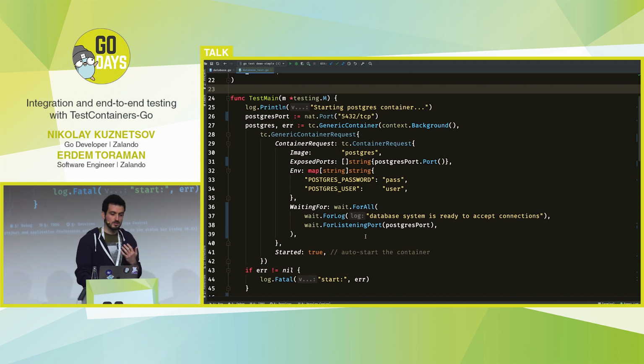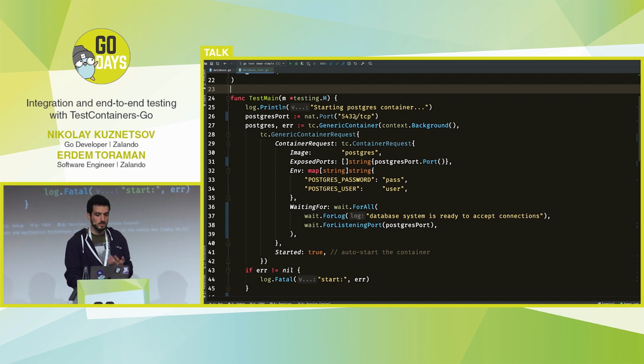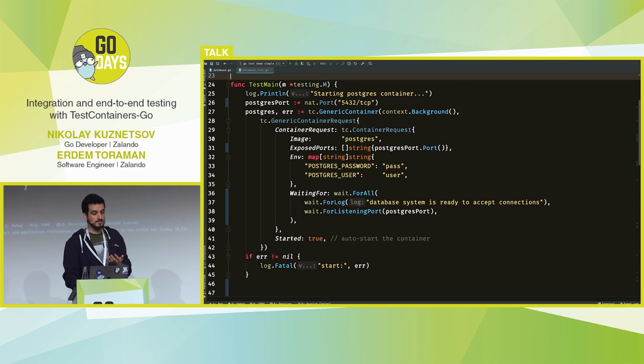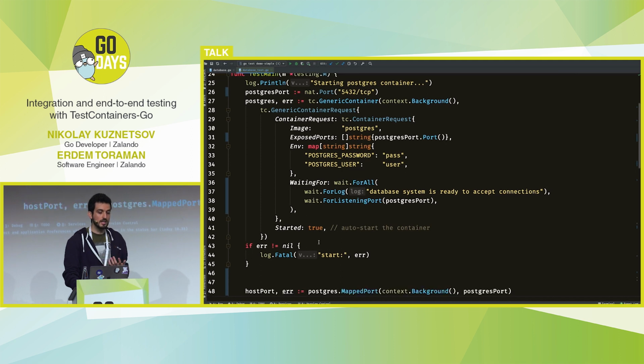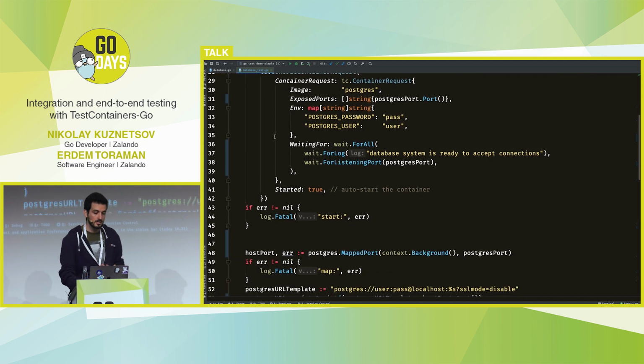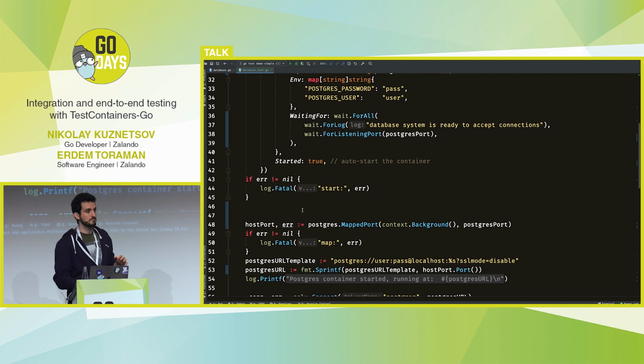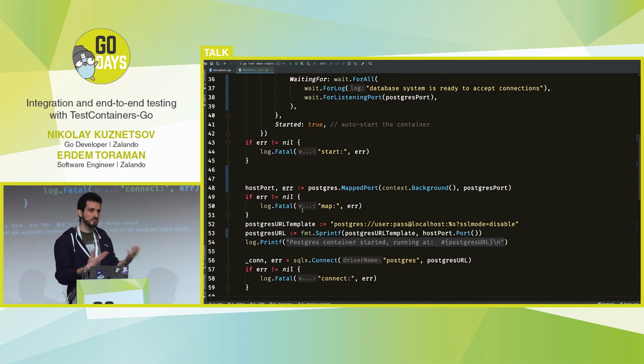And for waiting for the listening port, we listen to our base port of 5432. Then once everything is ready, which we ask Testcontainers to do by setting this flag true, we will have a Postgres container. Then eventually, after everything is ready, we will get the port that's mapped to our host port, then generate our URL, connect, and run the tests with our repository.